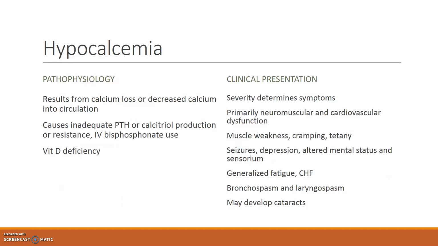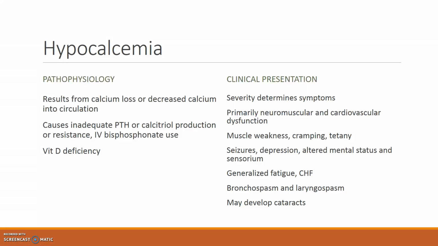Now let's look at hypocalcemia, okay? The pathogenesis of that results from calcium loss or decreased calcium in the circulation. It's caused by inadequate parathyroid hormone or calcitriol production or resistance, either one, and sometimes IV bisphosphonate use. And then look at that third pathogenesis, vitamin D deficiency. So you have to keep those in mind when you're working somebody up.